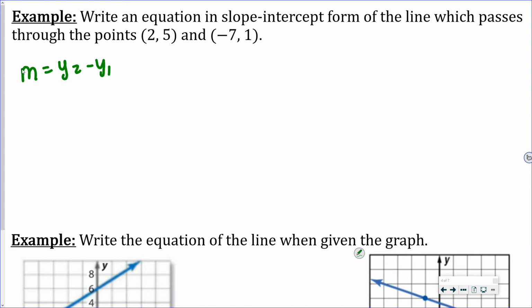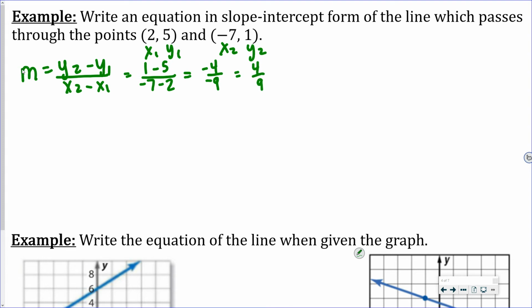y2 minus y1 over x2 minus x1. Okay, let's do it. y2 is 1 minus y1 which is 5, over x2, -7, minus x1, which is 2. 1 minus 5 is -4. -7 minus 2 is -9. Negative over a negative reduces to positive. 4/9 doesn't reduce, they don't have any common factors. 4/9 is my slope.